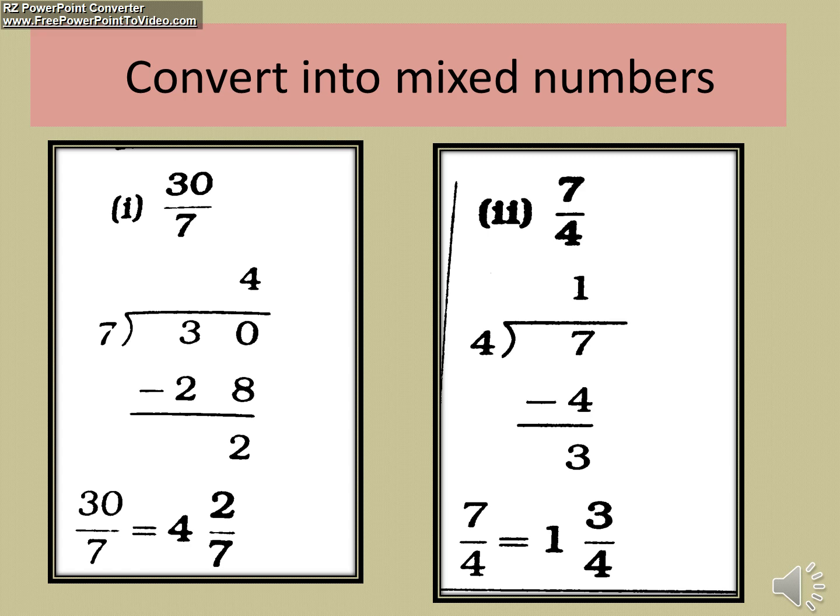What is our formula? QRD. Quotient will become your whole number. Remainder will become your numerator. Denominator will remain as it is. So 1 plus 3 upon 4.